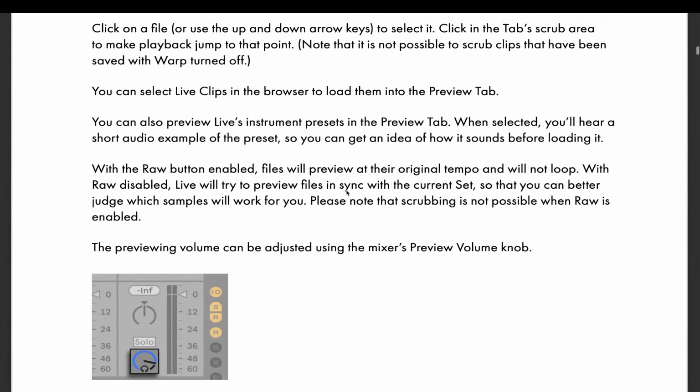Click on a file or use the up and down arrow keys to select it. Click in the tab's scrub area to make playback jump to that point. Note that it is not possible to scrub clips that have been saved with warp turned off.